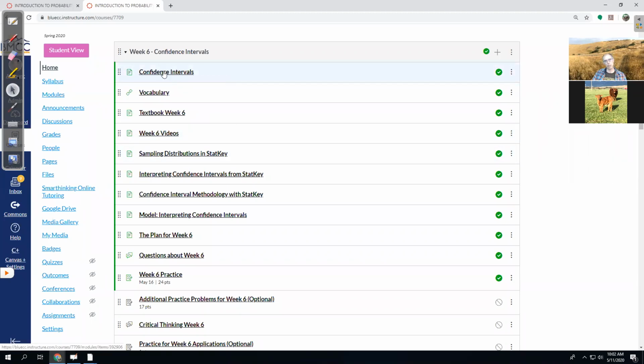Again, I put things in a particular order here in the home page for a reason, because that's the order I want you to go through looking at stuff. And when you get to the practice, you're going to have to look back at some of these other things to kind of figure out some of the practice. But we'll get to a couple of those problems today.